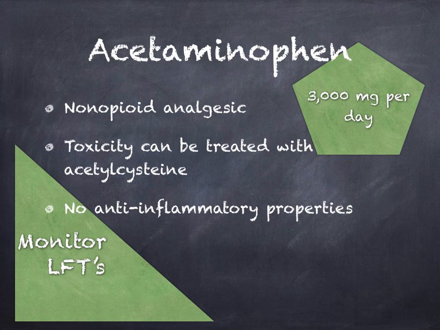Nurses should assess overall health status and alcohol usage before administering acetaminophen. Patients who are malnourished or chronically abuse alcohol are at higher risk of developing hepatotoxicity with chronic use of usual doses of this drug. It's known that toxicity of acetaminophen can be treated with acetylcysteine, and available forms of this medication are orally, rectally, and IV.